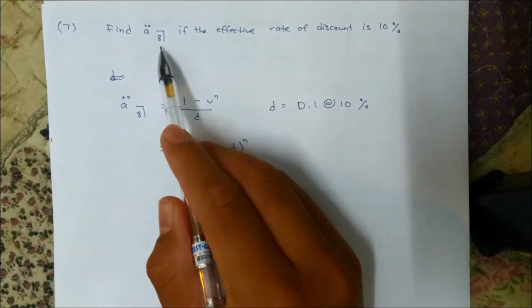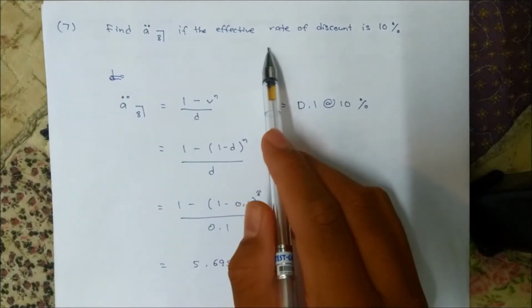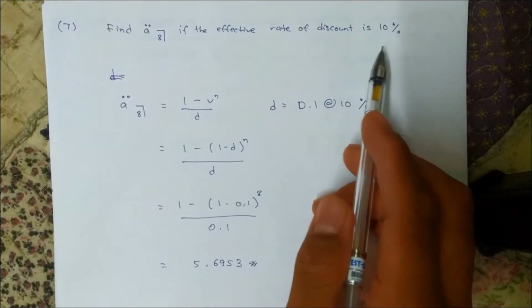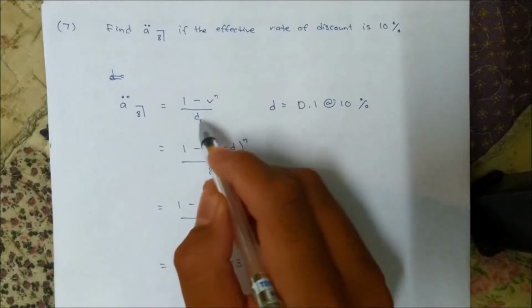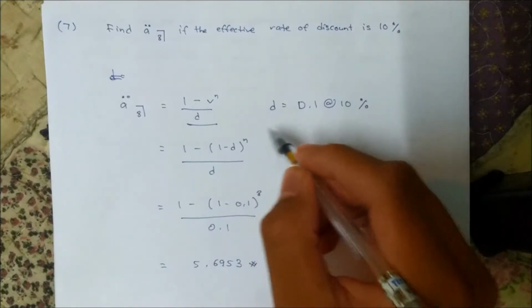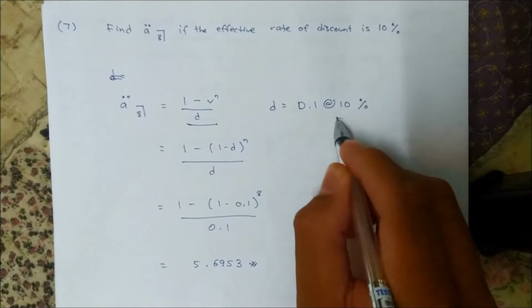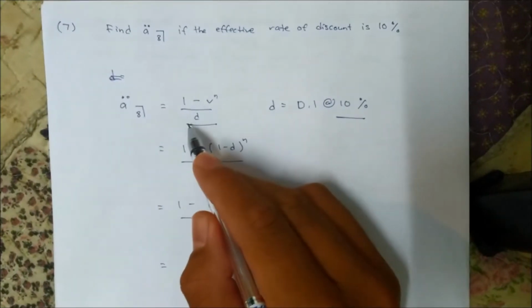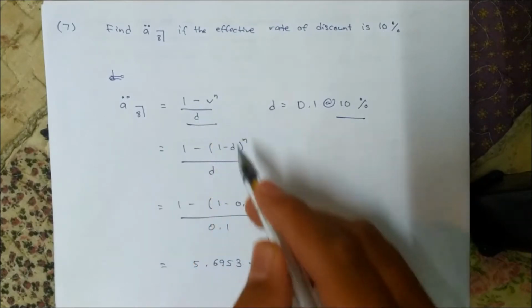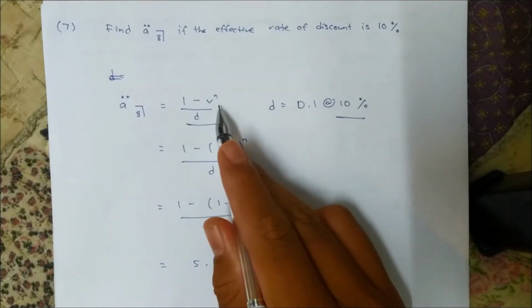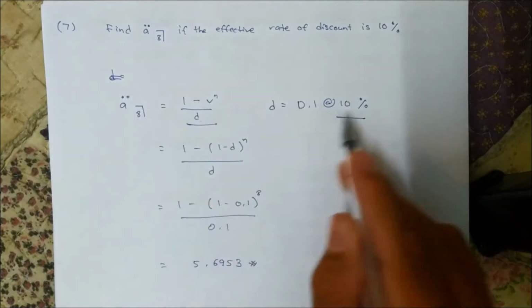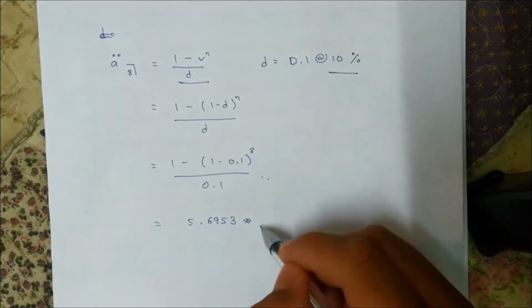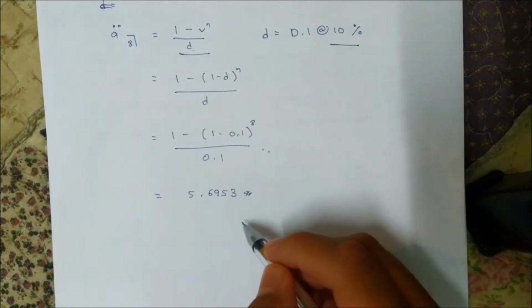Find a double dot angle 8 if the effective rate of discount is 10%. So this question is also straightforward because all we need to do is to insert the values here, given d equals 10%. So here is the formula for a double dot angle: 1 minus v to the power of n over d. We substitute n with 8, and d with 0.1. So here is the calculation, and therefore here is the answer, which is 5.6953.